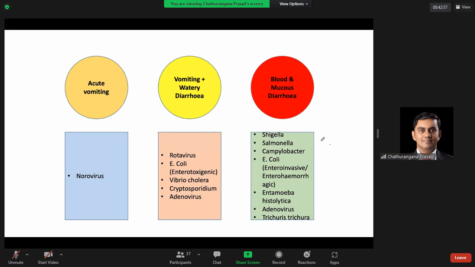Even in the long case, the examiners might ask you, can you name 5 organisms that can cause blood mucus diarrhea? So you should be able to answer it properly, right?